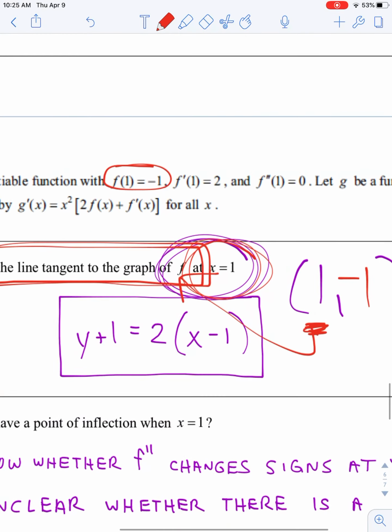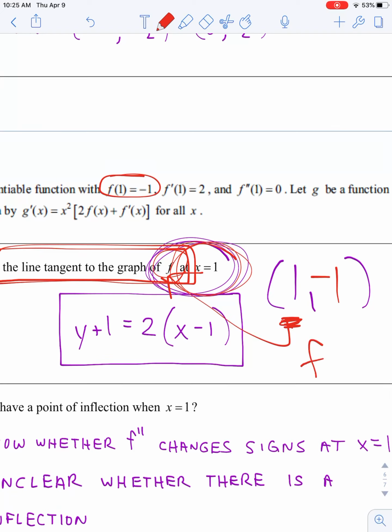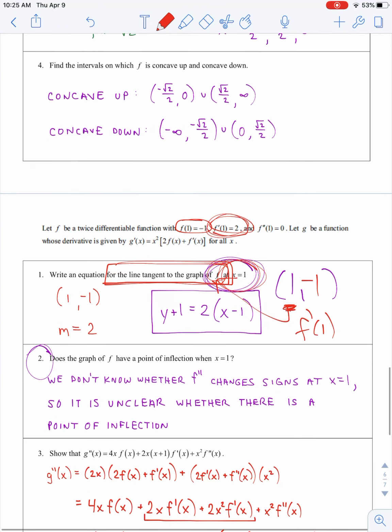The derivative of f at 1, well, that's up here. So the slope is 2, and that's the point. So that's where it comes from, and then you write the equation of the line.